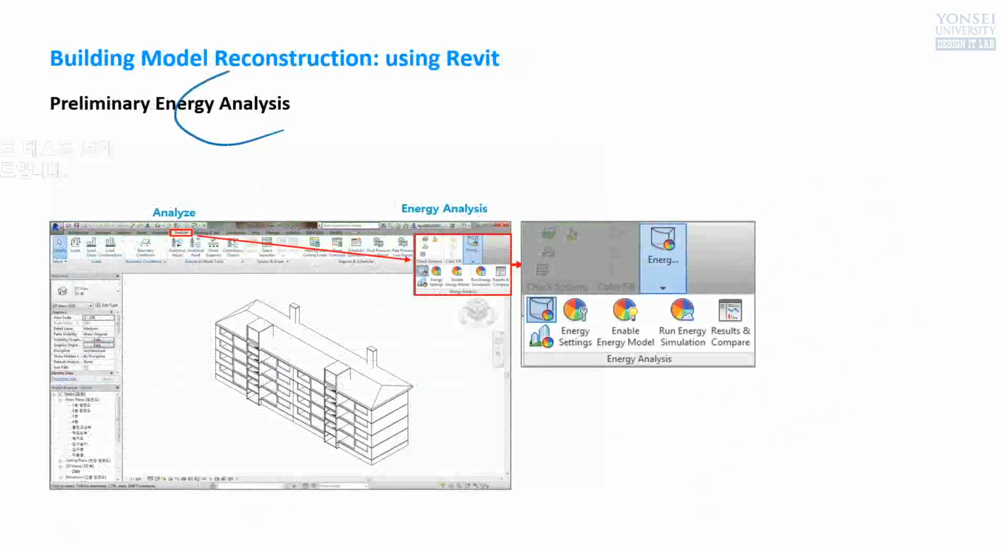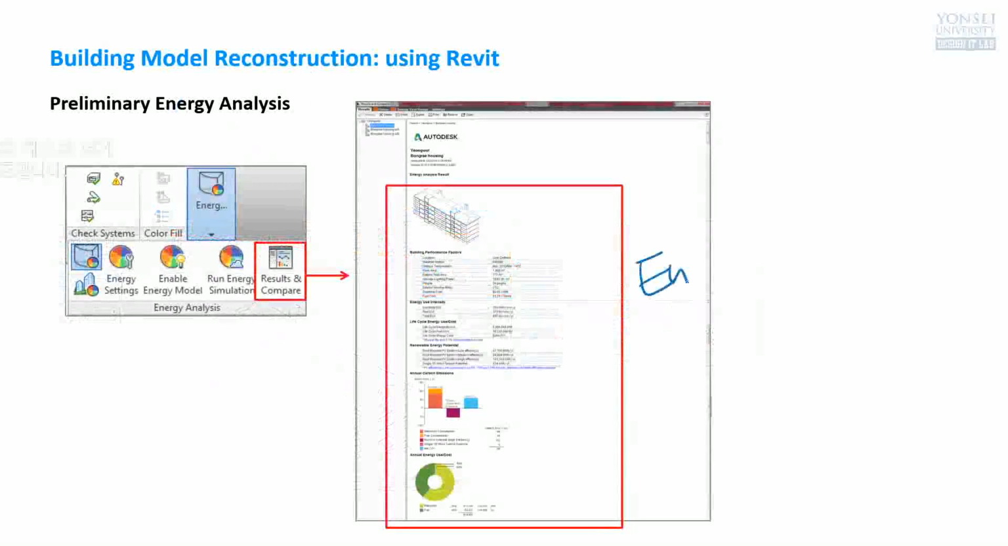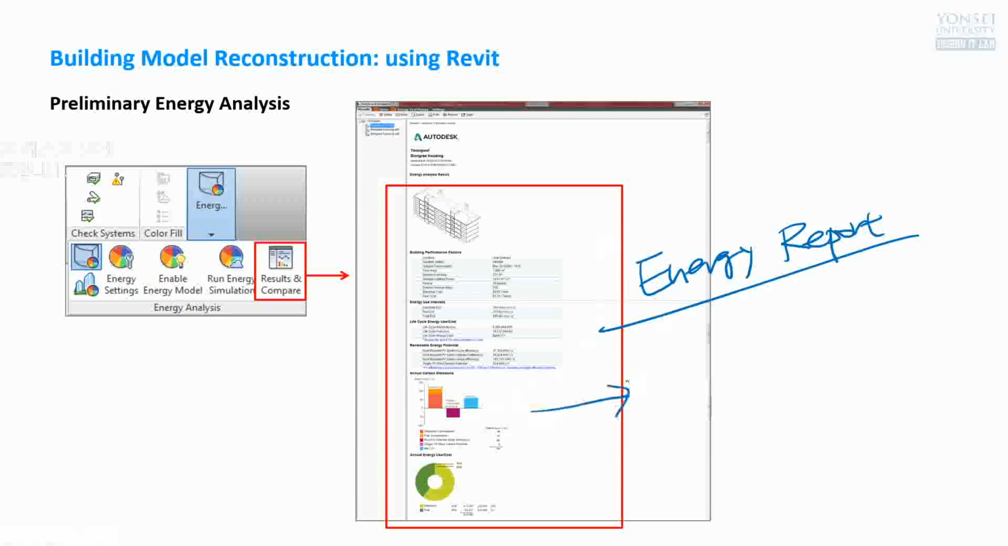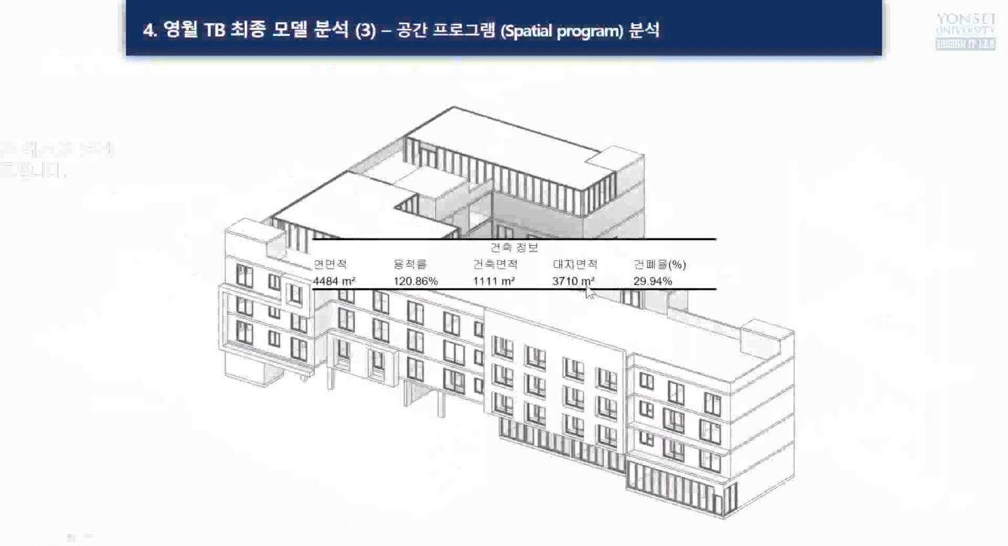How about preliminary energy analysis? You can make this kind of energy report by using Revit. This one shows you how much money you need to spend on the energy bill annually, based upon the internationally standardized energy calculation method. This kind of visualization is very good, you know that.